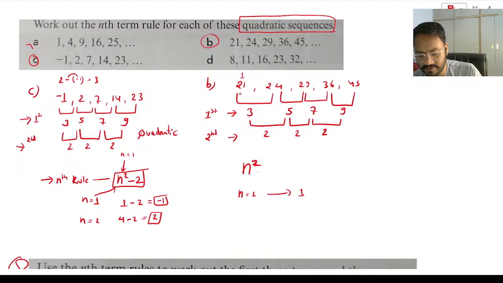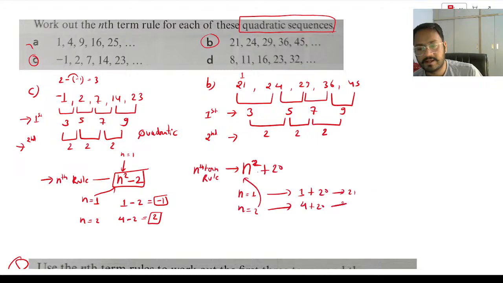Now you can just check whether this is correct or not. So put n equal to 2 here. 2 square is 4. So I'll get 4 plus 20, and that will be equal to 24. Done. Very easy. So this is how we need to solve the questions based on quadratic sequence.